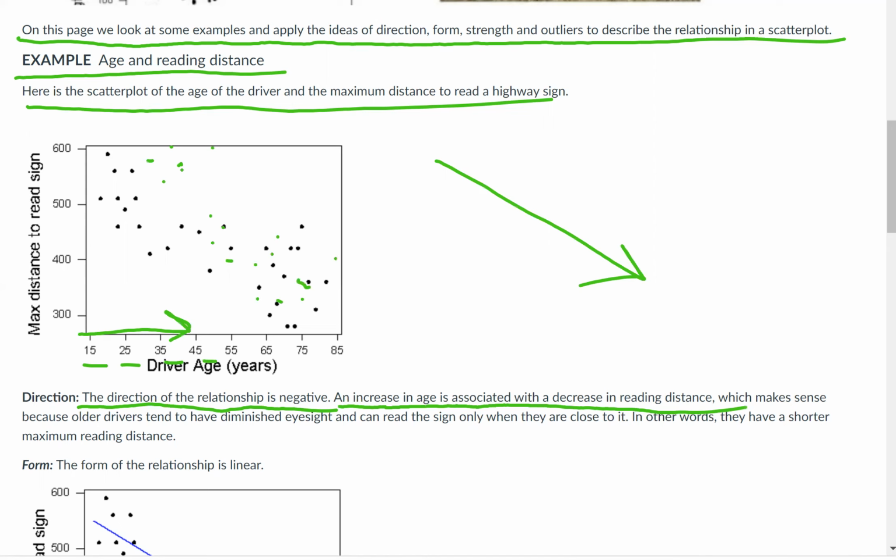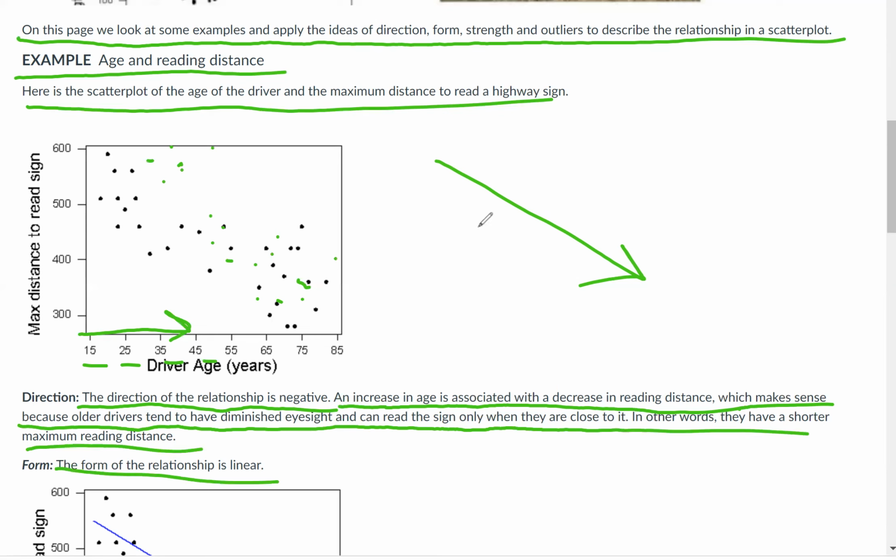So basically, as we get older, our maximum reading distance gets smaller. Our age gets bigger, but our reading distance gets smaller, which makes sense because older drivers tend to have diminished eyesight and can read the sign only when they are close to it. In other words, they have a shorter maximum reading distance.